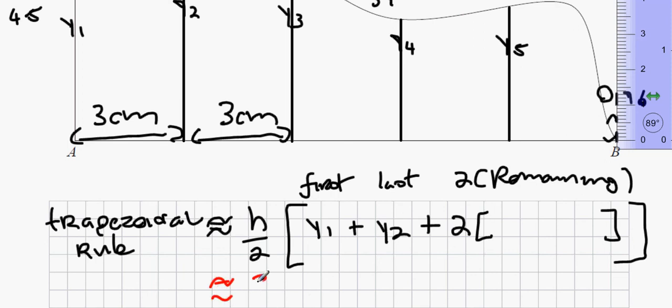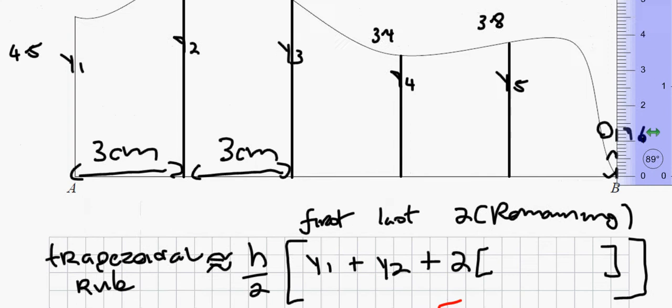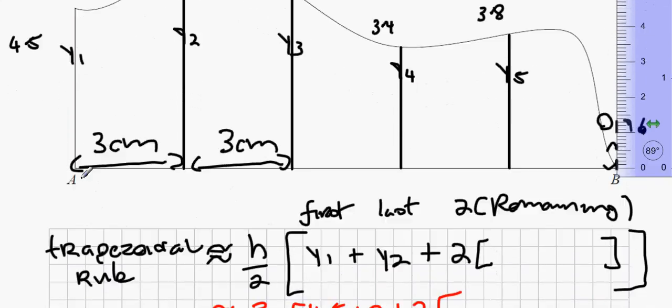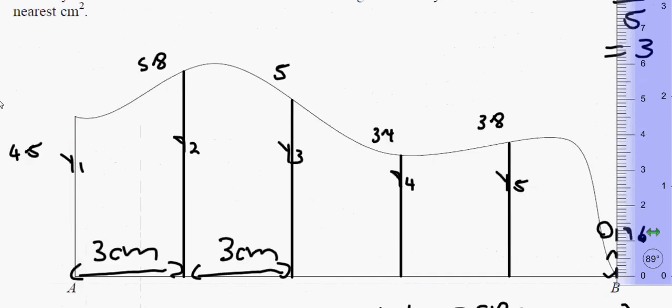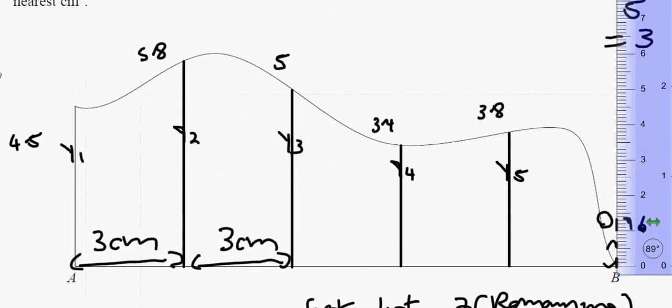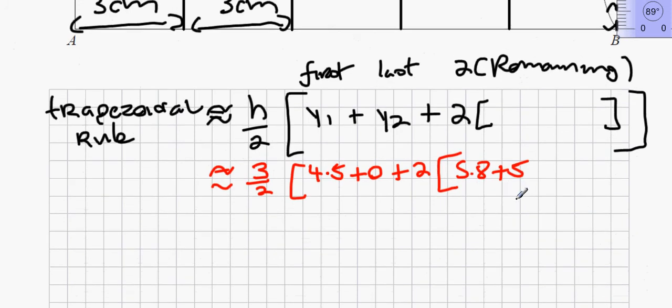So 3 over 2 into 4.5 plus 0, plus 2 times. Now what we need to do is get each one. So Y2 is 5.8, Y3 is 5. So 5.8 plus 5 plus 3.4 plus 3.8. Then we close the brackets.